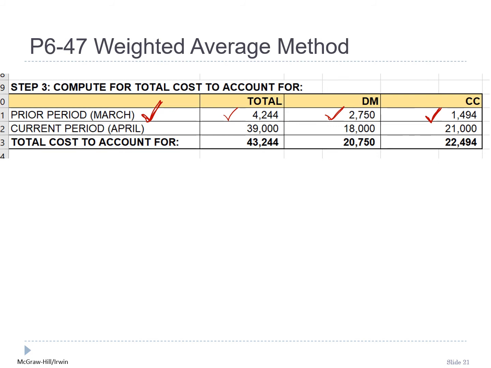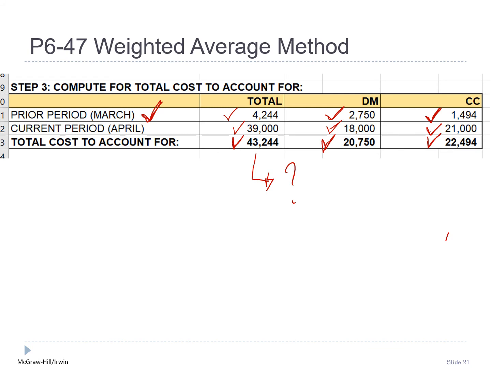For the current period, given ulit, so we have direct materials of 18,000 given sa problem. And 21,000 for conversion cost. So, if we add, that's 39,000. So, add lang natin. So, 22,494 for conversion costs and 20,750 for direct materials. So, yung total cost to account for is 43,244. So, meaning mamaya, hanapin natin saan napunta yung 43,244.